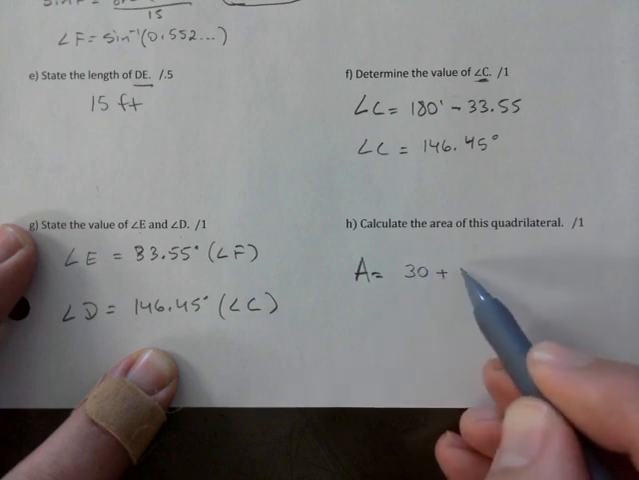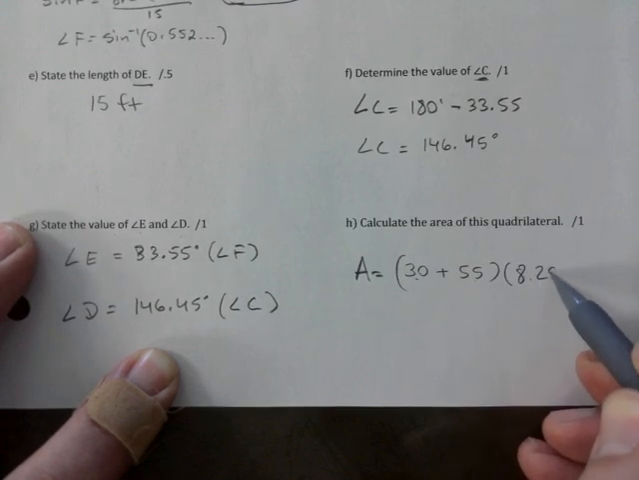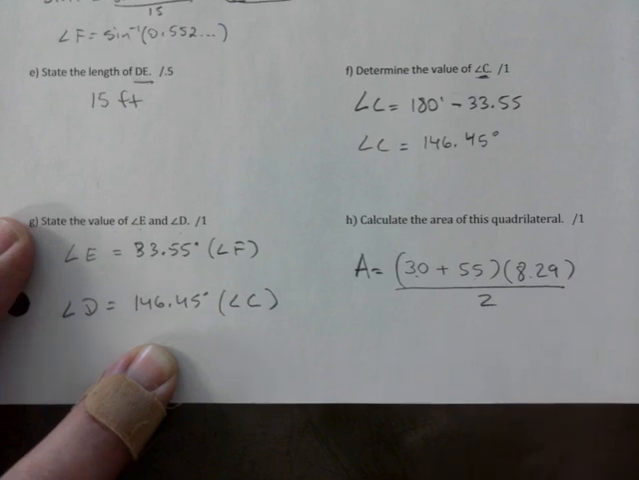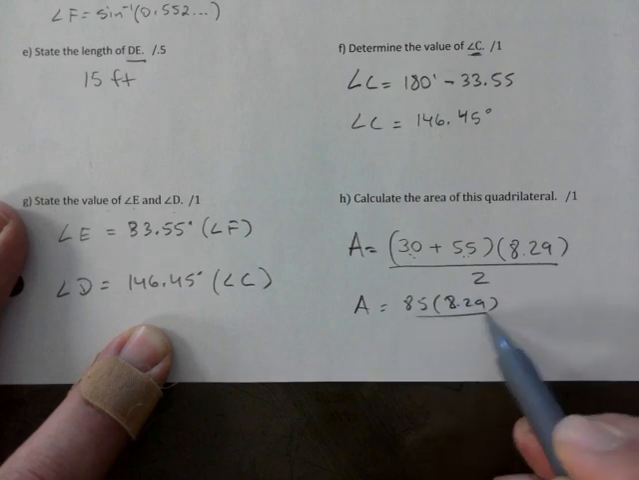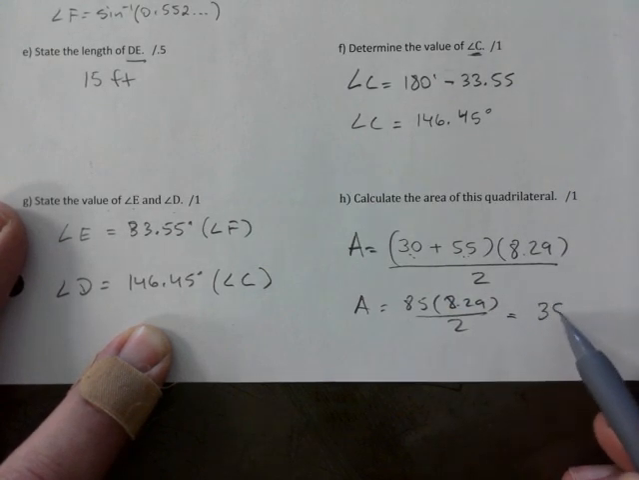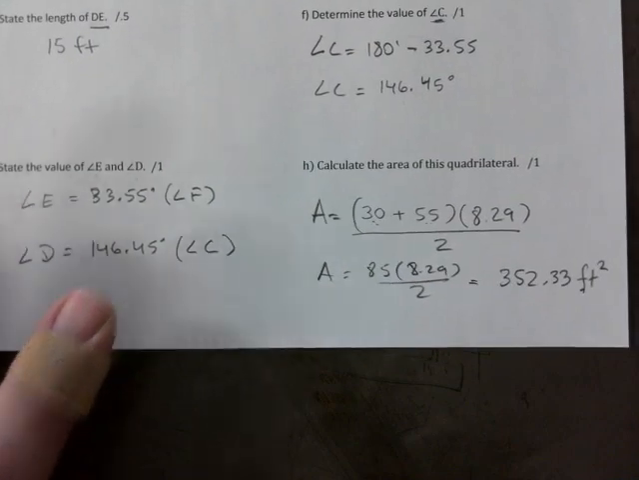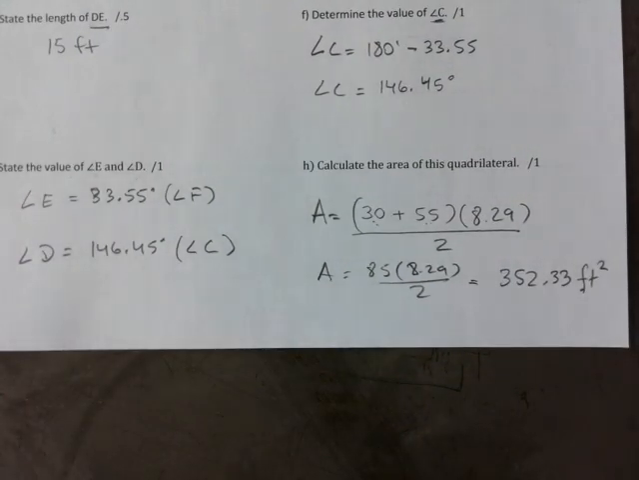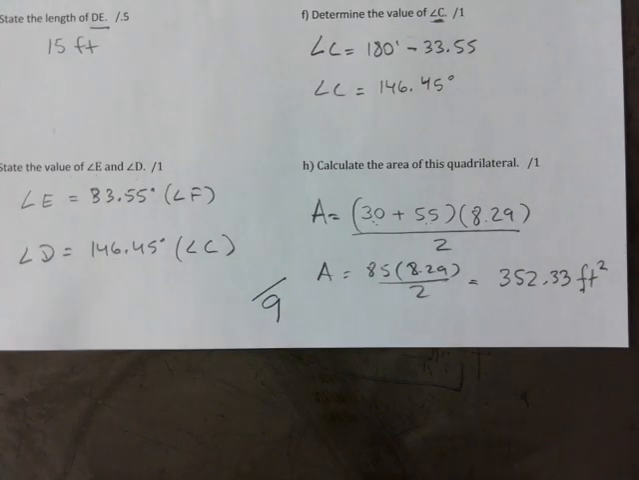So area is A plus B, short side plus long side, times the height, all of that divided by 2. So this is 85 times 8.29 divided by 2. You get 352.33 square feet. Obviously, if you got your height wrong, then this will be different, but I would still give you the mark for the step on this particular question. Okay, so this page is worth 9 marks.